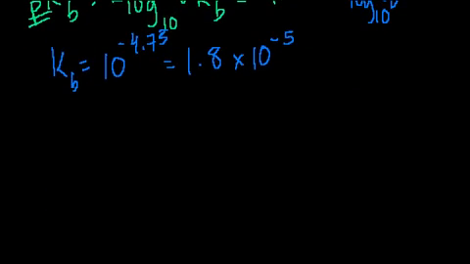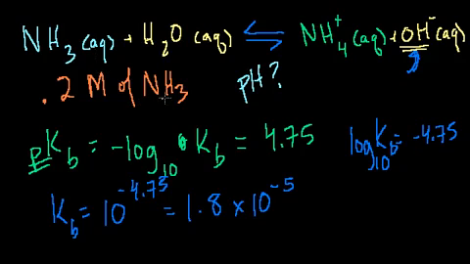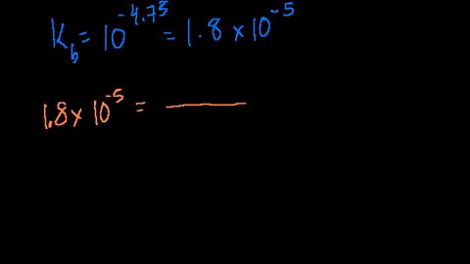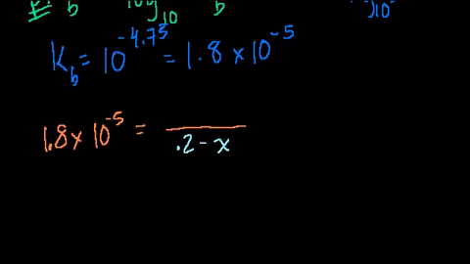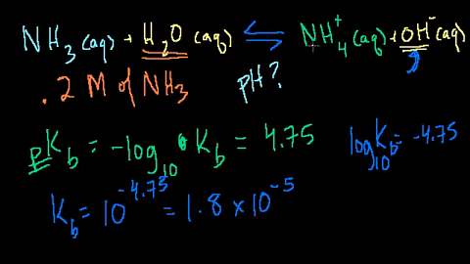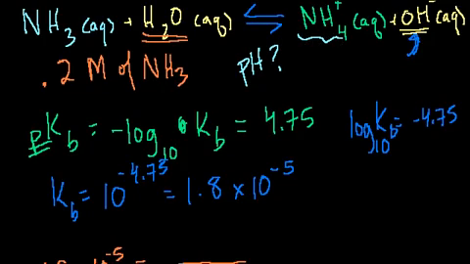So this equilibrium constant formula would look like this: 1.8 times 10 to the minus 5 will be equal to, in the denominator we have our concentration of reactants. Remember, you don't include the solvent, so you only include the NH3. We have 0.2 molar is what we put in, but some of it, let's say X of it, is going to be converted into this stuff on the right-hand side. So in the denominator, we're going to have 0.2 minus whatever gets converted into the right-hand side. And in the numerator, we're going to have X of NH4 and X of OH.